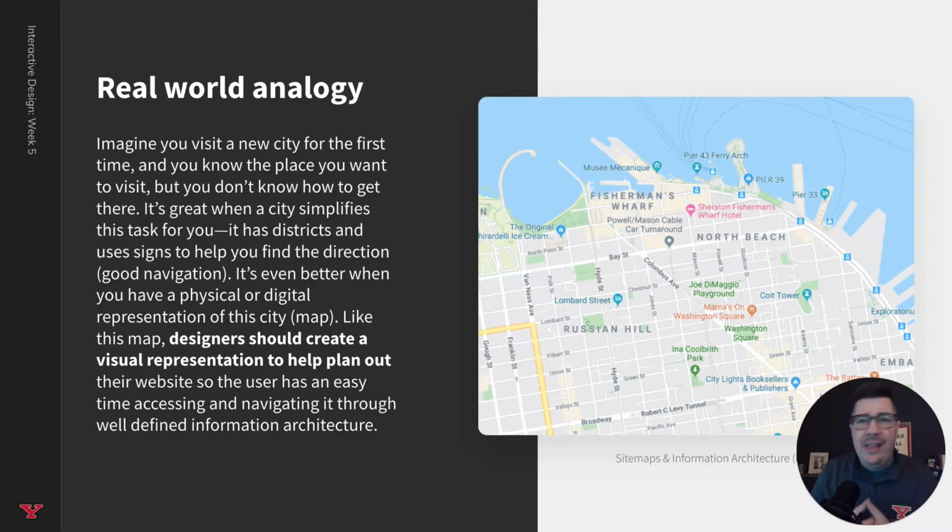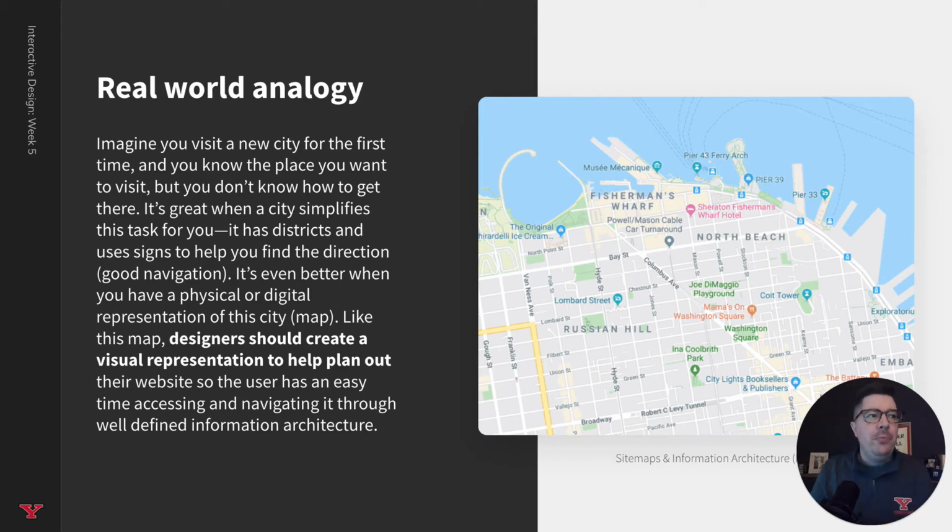Let's maybe clarify that a little bit more and use a real world analogy. So this comes from a great article that's going to be linked in next Thursday's module called Sitemaps and Information Architecture on the XD Ideas blog. And their analogy is a real world one about using maps. And so imagine you're visiting a new city. Perhaps it's Nashville or Seattle in this picture.